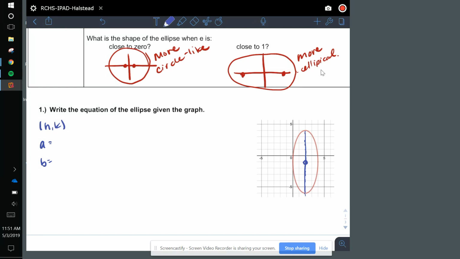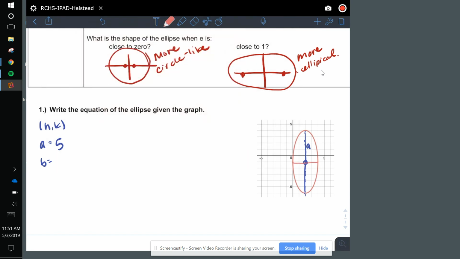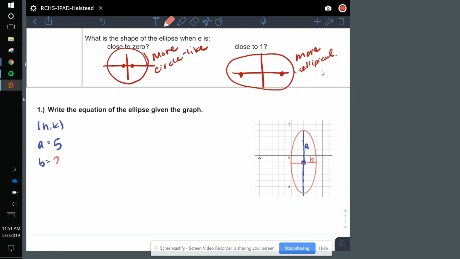And then I also can see that my A value is equal to 5, because A is always the longer axis. And then my B value, half of 4, is going to give me 2. And that leaves me with a center of 2 comma negative 1. So the equation of my ellipse would be (x minus 2) squared over 5 squared plus (y plus 1) squared over 2 squared is equal to 1. It's always equal to 1.